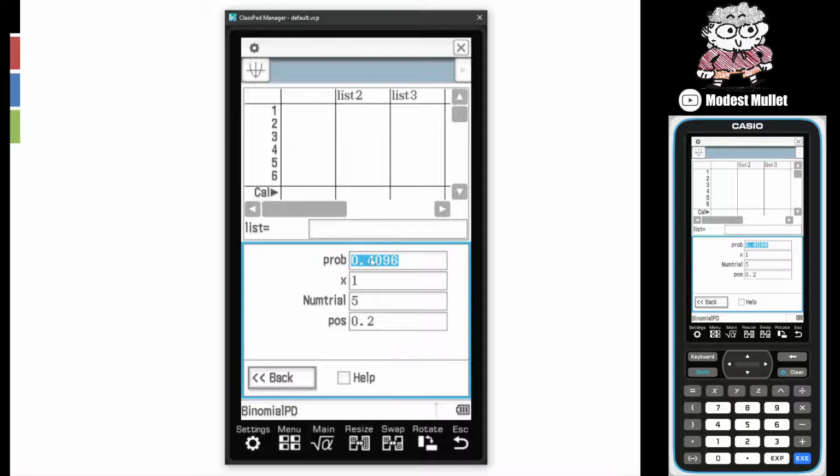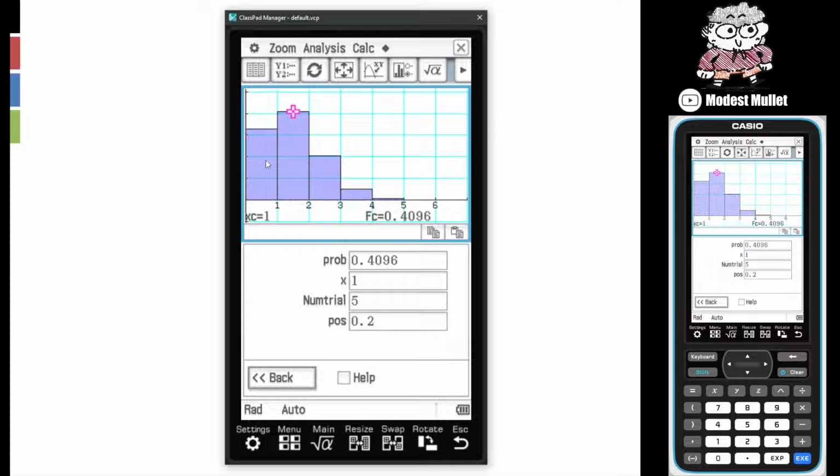Hit next. It's done the calculating. So the probability of getting one trial correct when we're doing 5 trials, with the probability of any one trial being right, is 0.409. If we graph that, we can actually see the binomial breakdown.